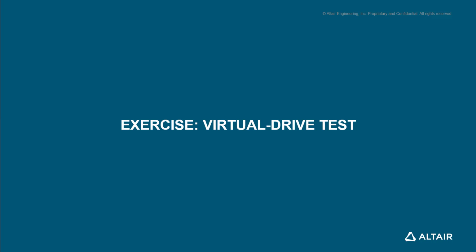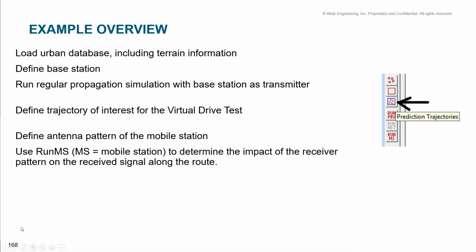Now let's begin our in-class hands-on example, which is the virtual drive test for the scenario. In this example, we will first load an urban database that will include the terrain information as well. We shall define a base station and run a regular propagation simulation with the base station as the transmitter.